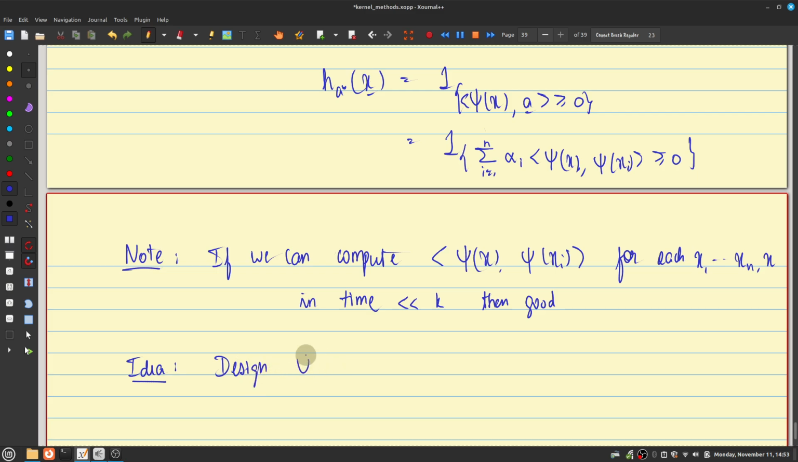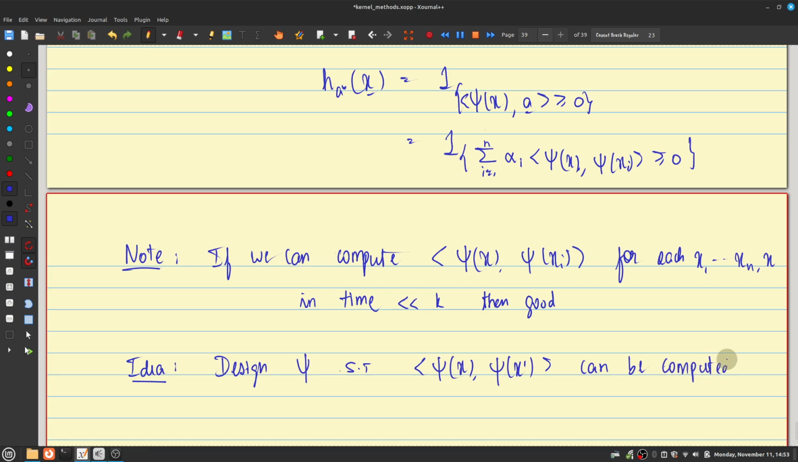Design psi, so to speak. Ultimately, we won't really explicitly design psi such that the inner product can be computed efficiently.